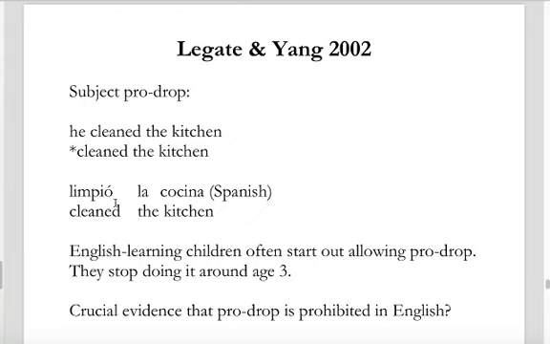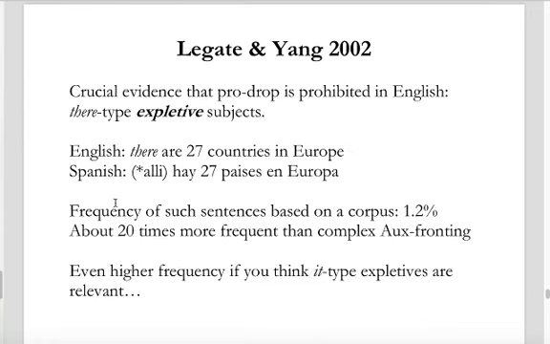For those of you who've taken syntax, this is going to be the same evidence that we use to justify the EPP in syntax, the principle that all English sentences must have overt subjects. So think of that if you can. Here it is. The crucial evidence that pro-drop is prohibited in English is going to be expletive subjects. Now in syntax, expletive has this special meaning. It's a pronominal form that has no referent, basically has no meaning.